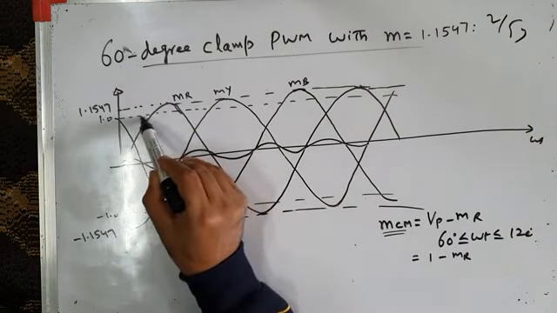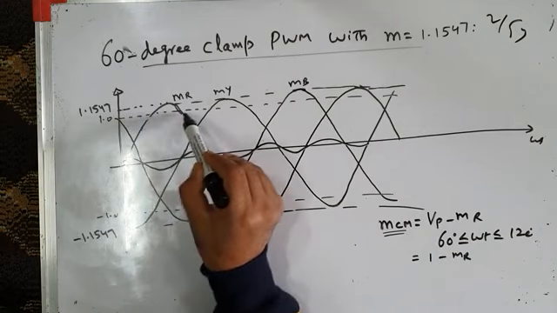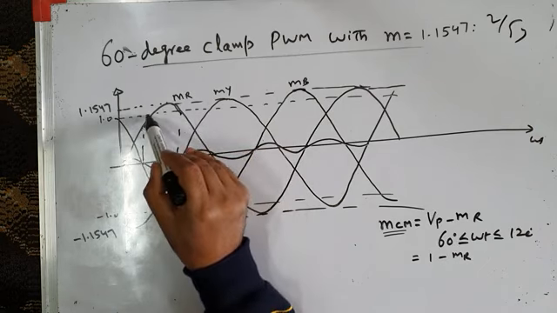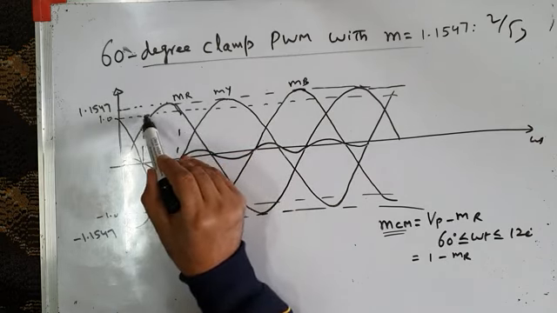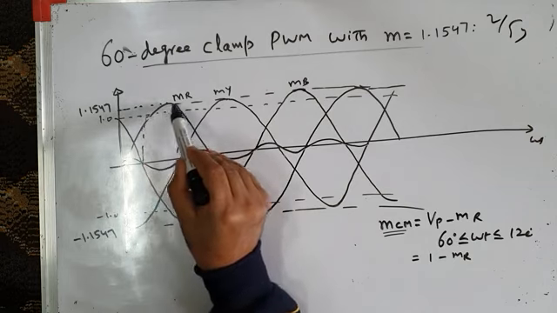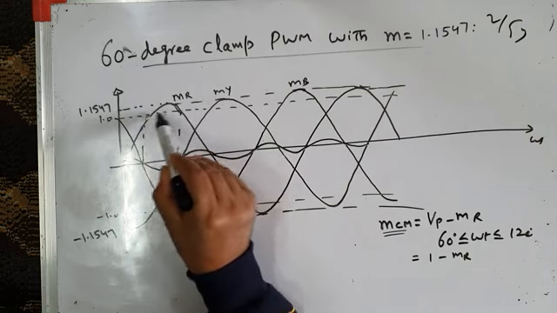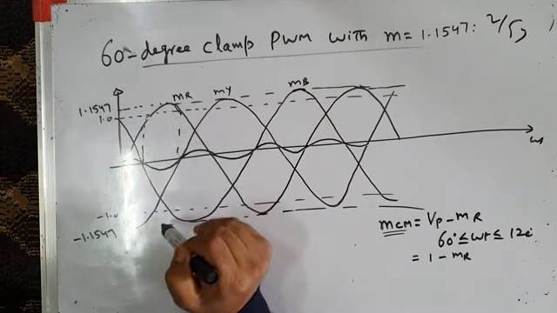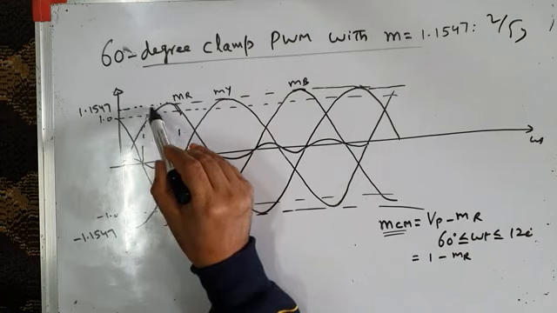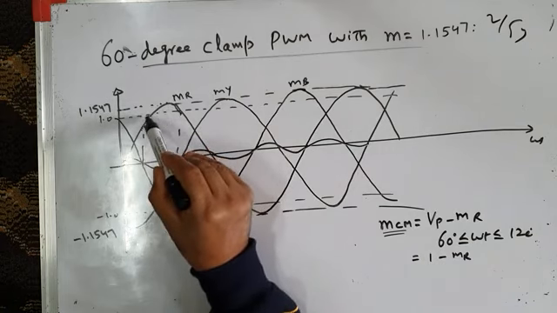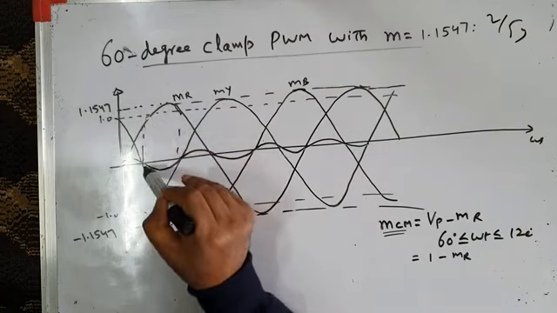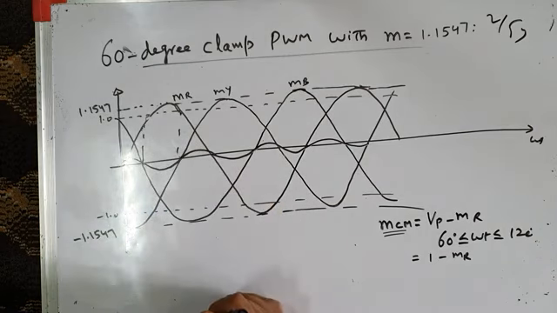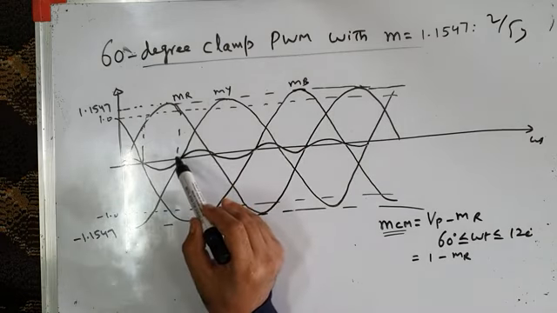Okay. It is 1 minus Mr, since over this interval, this 60 degree interval from here to here, Mr is greater than Vp. This is my Mr. Since it is greater than Vp over this 60 degree interval, that is 60 to 120 degrees, this minus this will obviously become negative, because my Mr is greater than Vp. So Vp minus Mr, or 1 minus Mr, will be negative. So over this entire period this will be negative. Right?